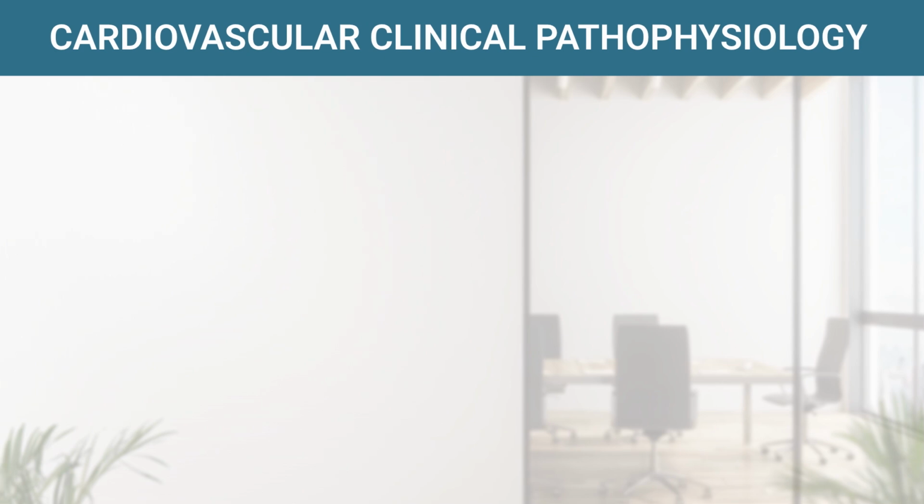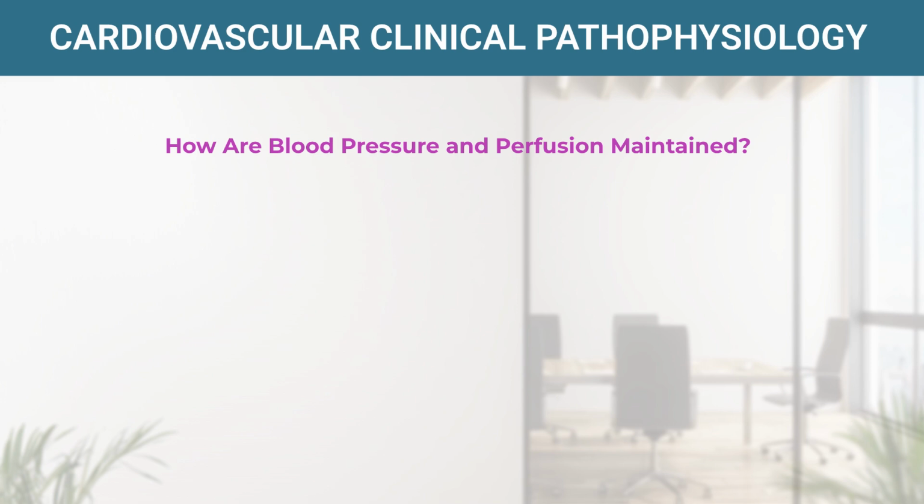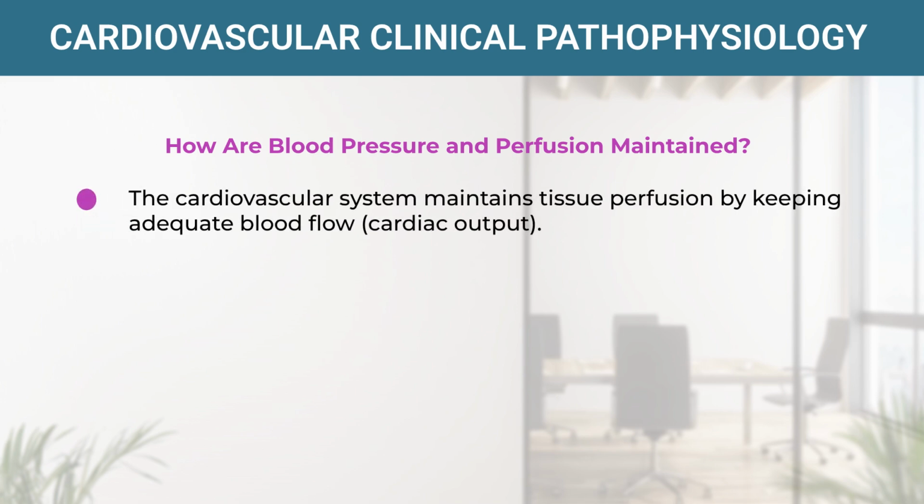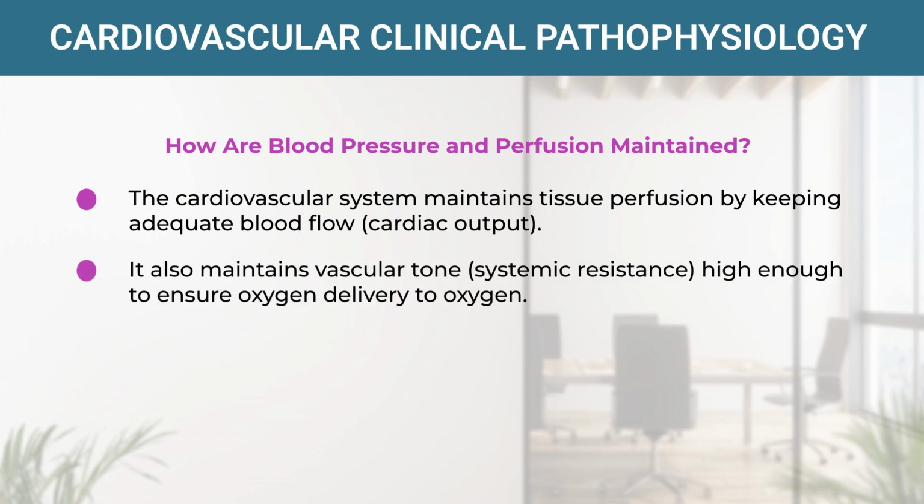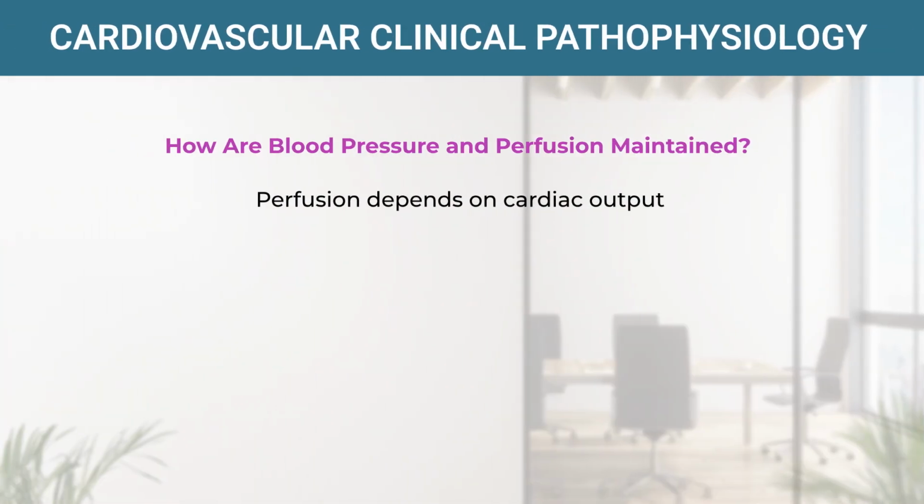Let's start the lesson by asking, how are blood pressure and perfusion maintained? The cardiovascular system maintains tissue perfusion by keeping blood flow, which is the cardiac output, and vascular tone, which is the systemic resistance, high enough to deliver oxygen. Perfusion depends heavily on something called cardiac output, or CO. The formula is simple. CO equals heart rate multiplied by stroke volume.